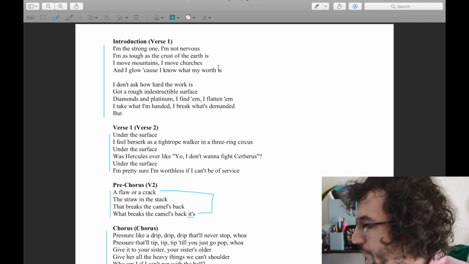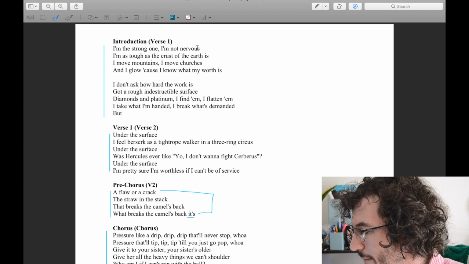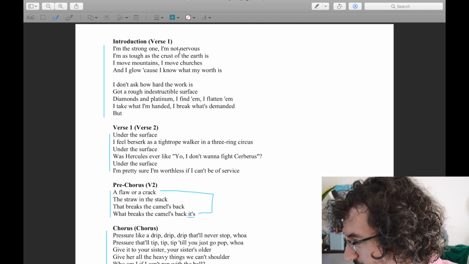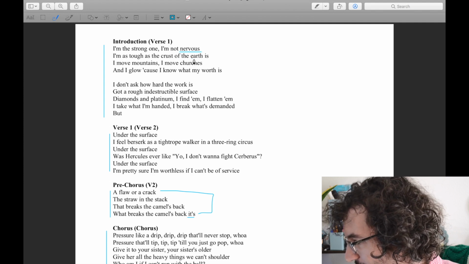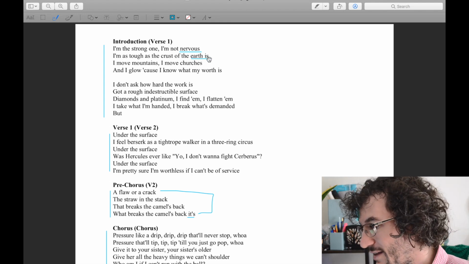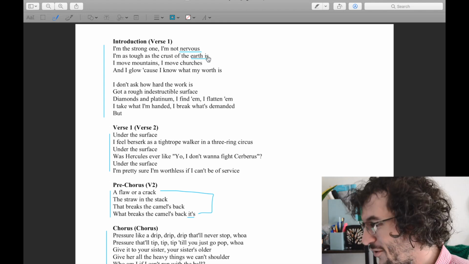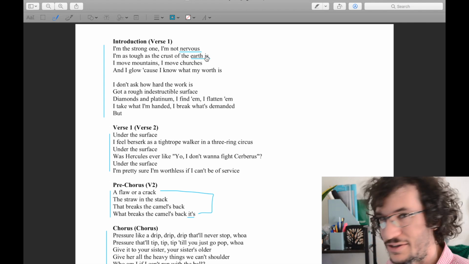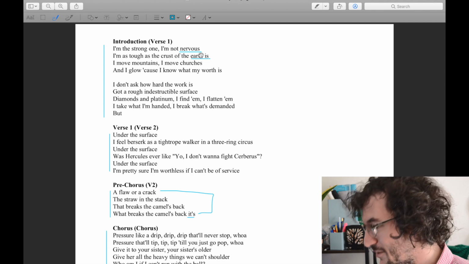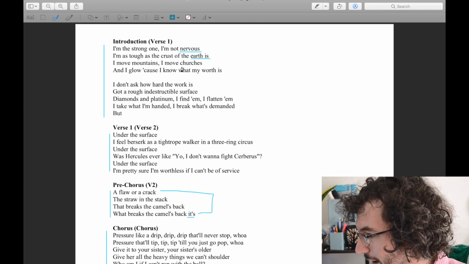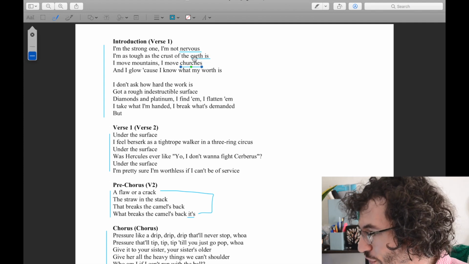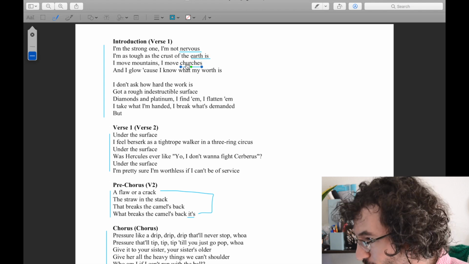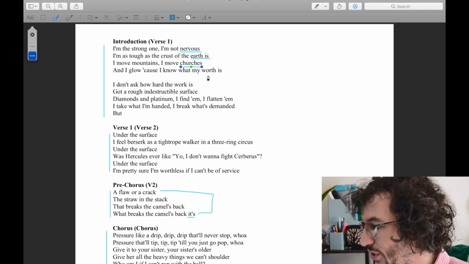It's great. So we have I'm the strong one. I'm not nervous. So nervous and earth is our rhymes. So that is really awesome for all those people that say you can't end with a preposition, right? Well, this is maybe a reason why you would want to, because we have that rhyme there. And then we have churches, right? Earth is, churches, worth is.